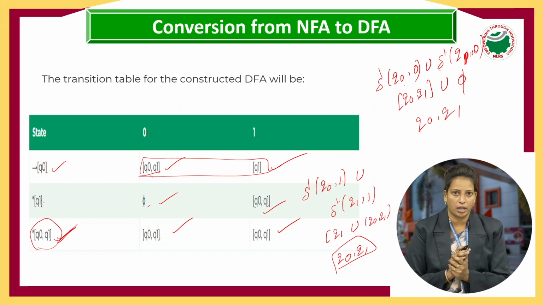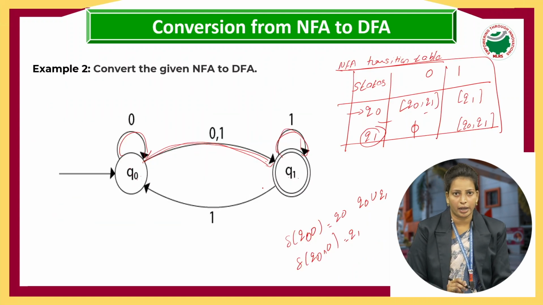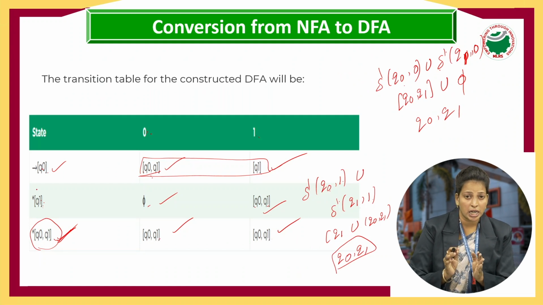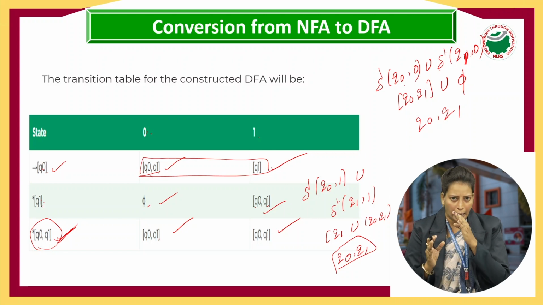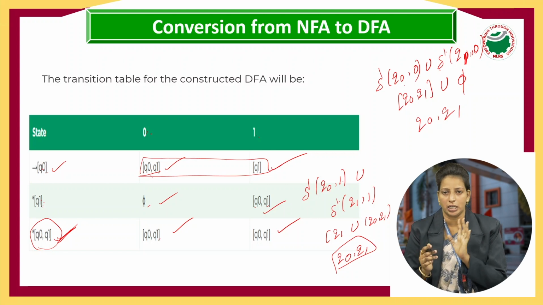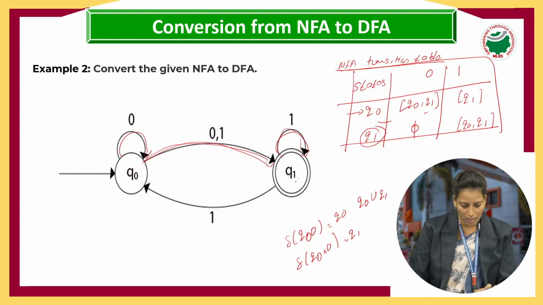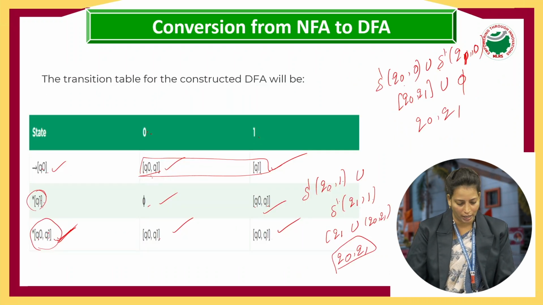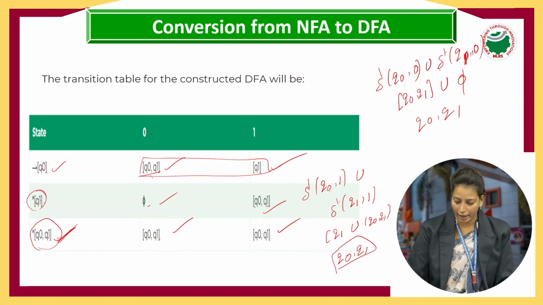So in this DFA, which one is the final state? Observe the NFA diagram: Q1 is the final state. So in the DFA transition table, any state containing Q1 is a final state. I already told you that an NFA or DFA has only one initial state, but it can contain multiple final states, right? So here Q1 is a final state, and Q0 Q1 is also a final state. Here the star represents the final state, right? So this is the transition diagram of the DFA.